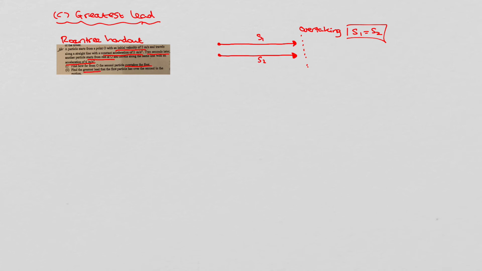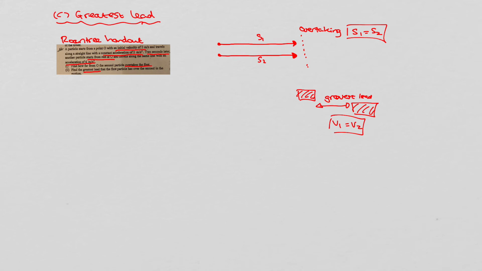The second part of the question then says, find the greatest lead that the first particle has over the second in motion. So if we think about any two objects that are moving, the only time a greatest lead can occur, in other words, this gap here, is if both of these objects are moving with the same speed. So if one is accelerating or travelling faster, at a certain point when their velocities are the same, then the gap between them won't change. Now obviously that won't last for a very long period of time, but the greatest lead will occur when V1 will equal V2. So that's going to be the key to part 1 and part 2 in our question.